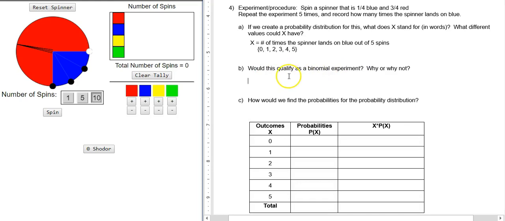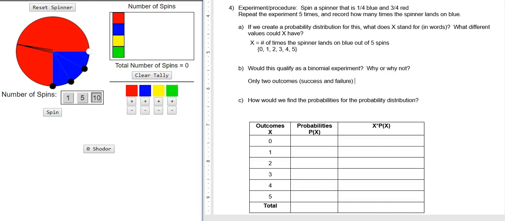The next thing we want to think about is whether this would qualify as a binomial experiment, and why or why not. Binomial experiments are a very specific kind of probability experiment. There are 4 conditions that have to be met for something to be a binomial experiment. The first one, and usually the easiest one to figure out, is that there have to be only 2 outcomes. A lot of times when we're talking about binomial experiments, we call these just success and failure. So we have to have 2 outcomes that are complements of each other. So either you get something or you don't get something.